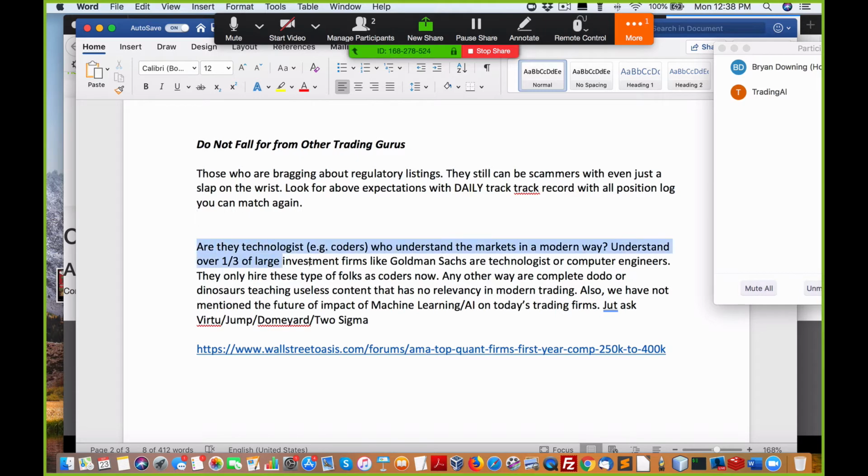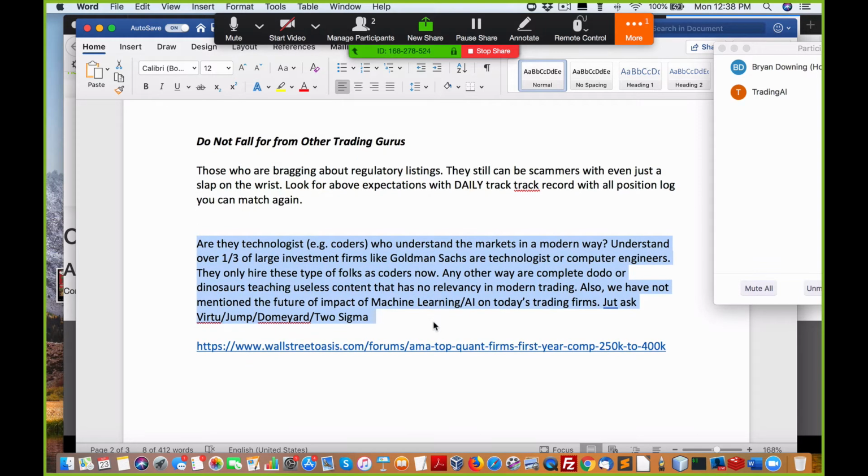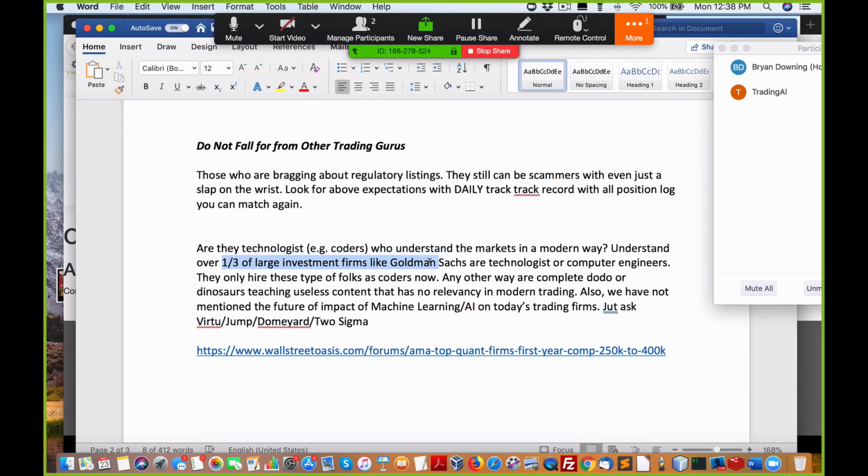Now, the key here is when you look at banks, investment banks specifically, like Goldman Sachs, last time I checked, about a year ago, one third of the staffing at Goldman Sachs are either technologists or computer engineers. So that tells you the majority of those people are moving into coders.